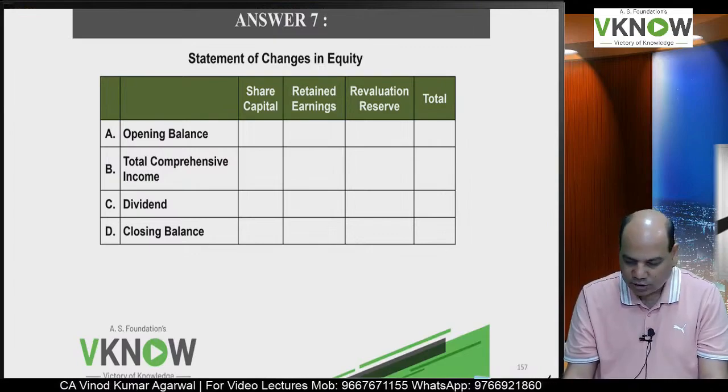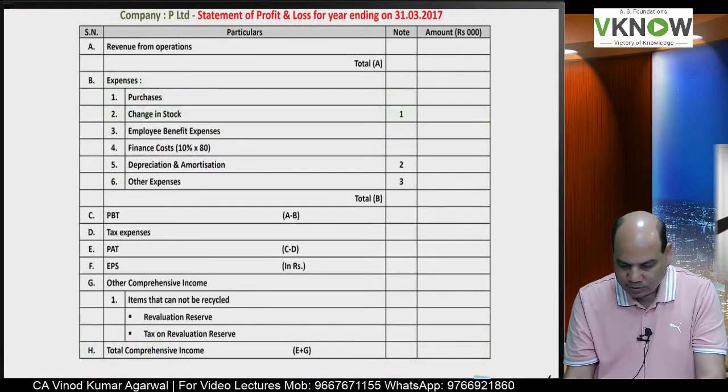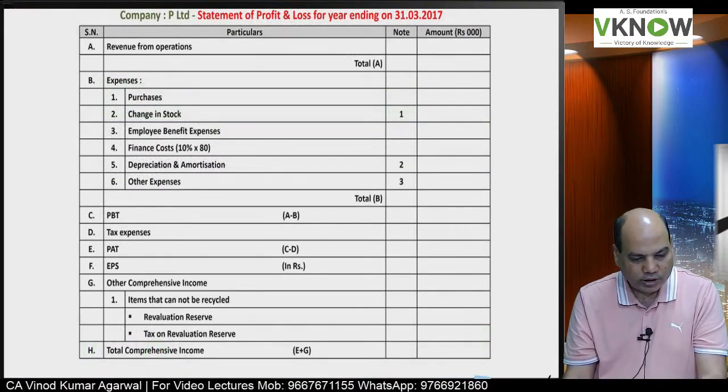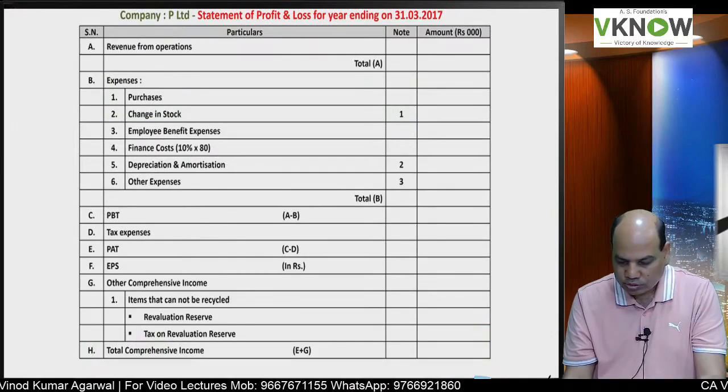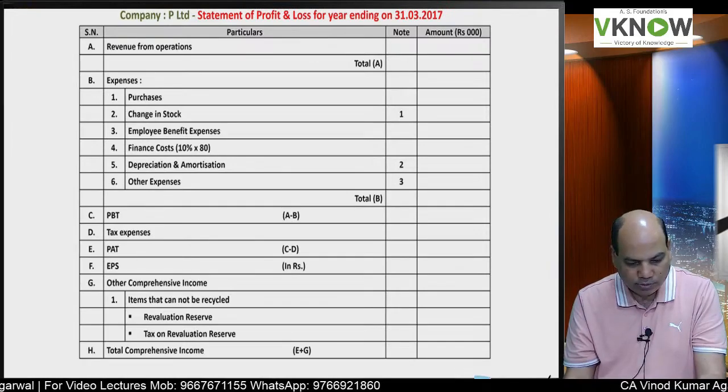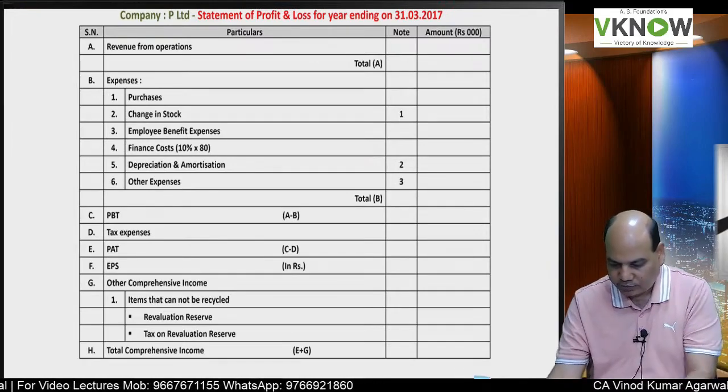Yes. So we'll start with employee benefit expense. Do we have any adjustment in this? No. So come to the P&L account, point B3, employee benefit expense, amount, tell me. 170.